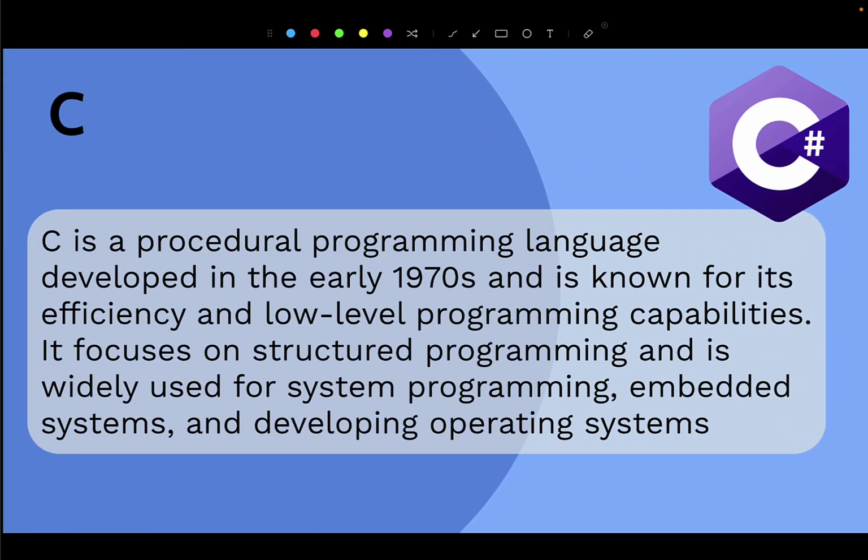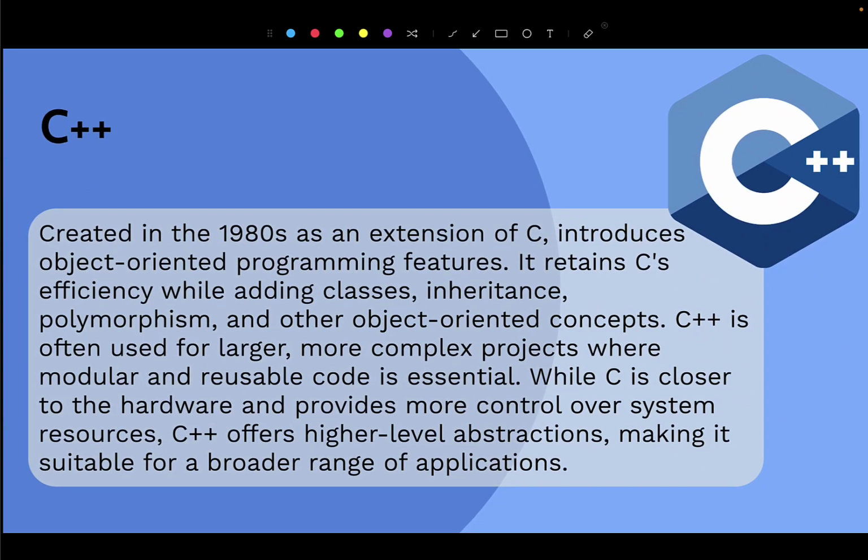So we have the C programming language, which was developed back in the early 70s. And this is known for its extreme efficiency and its low-level programming capabilities. Still a very popular programming language. Next we have C++, which basically adds additional extensions to C and introduced the concept of what we call object-oriented programming. So that was designed in the 80s.